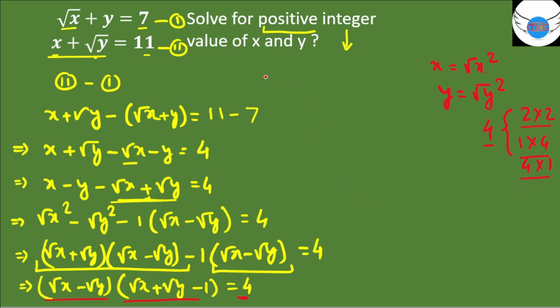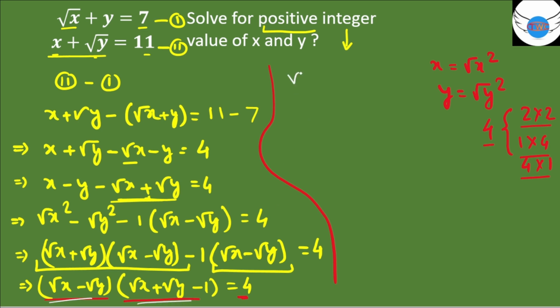So now we'll write this expression and this one equation. It is √x − √y, and the next expression is √x + √y − 1. If we take the value of the first term as 2, then we have to take the second one as 2. Now if we take 1, then we have to take the second expression as 4. The third one, if we take the first expression value as 4, then we have to take the second as 1.